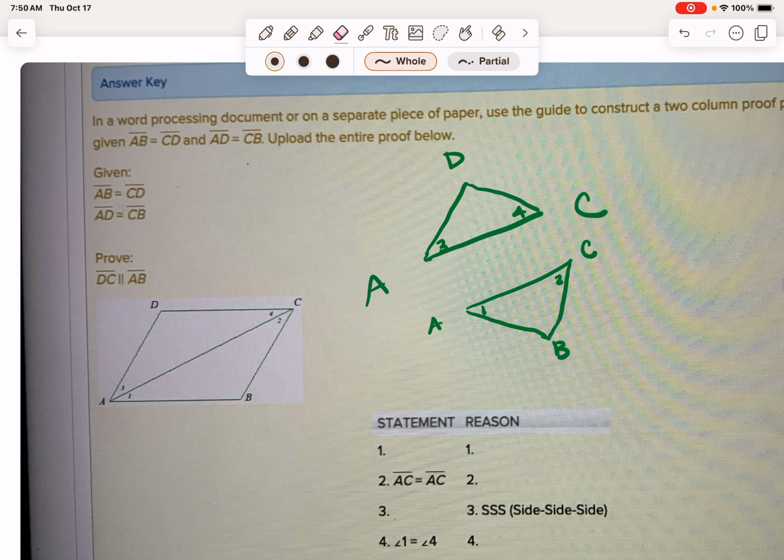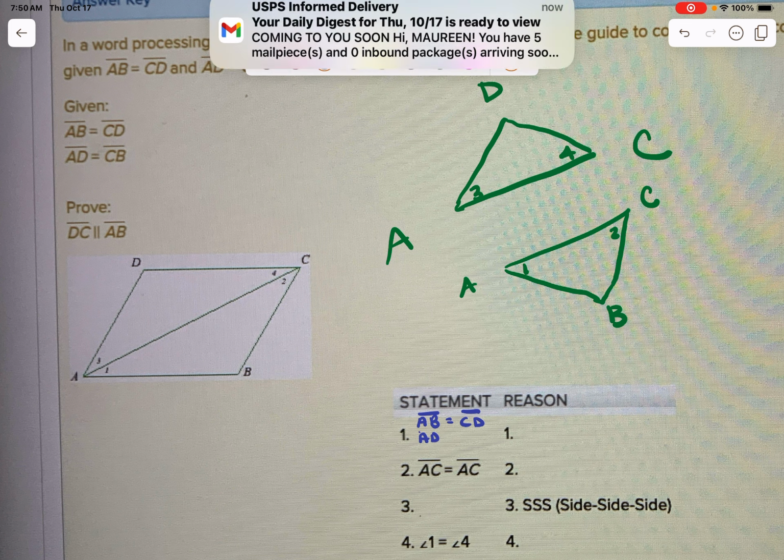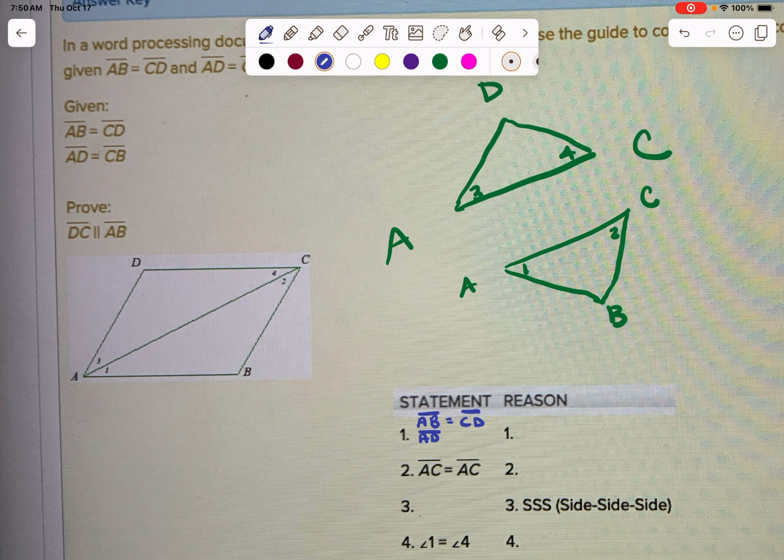Now, this is what we're given. So if that's what you're given, that has to be the first step in your proof. So AB is equal to CD, and AD is equal to CB. And this is the given. Okay, first step of the proof should always be the given. Just whatever information they're giving you.